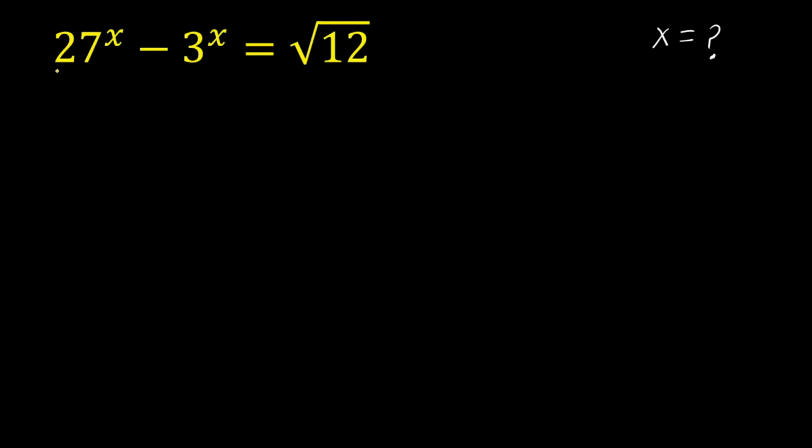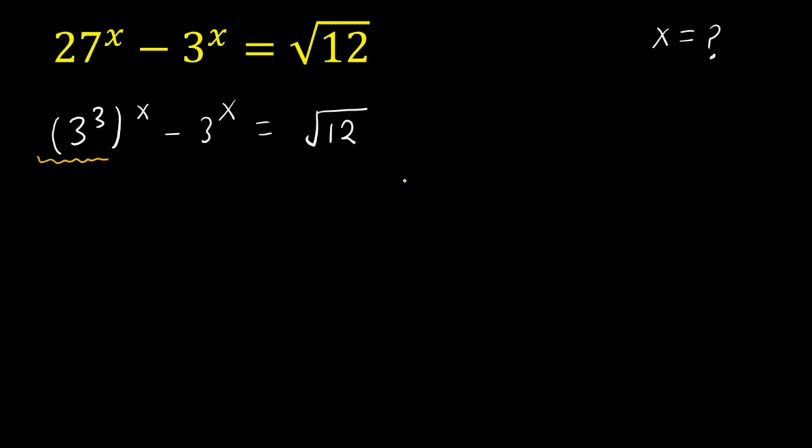So look carefully, this 27 and this 3. We know that 27 is the same as 3^3. So 27 is replaced by (3^3)^x − 3^x, and this is equal to the square root of 12.